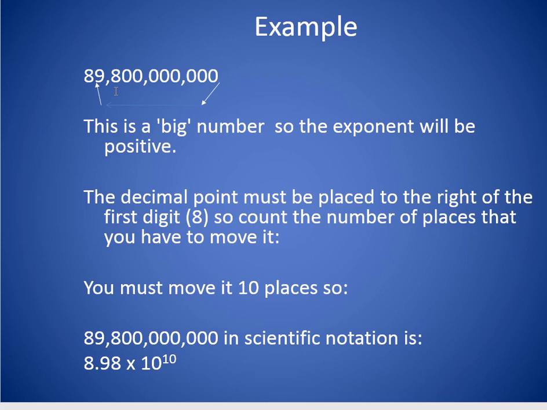So what I'm going to do is change this to scientific notation by moving the decimal point 1, 2, 3, 4, 5, 6, 7, 8, 9, 10 places to the left. Okay? So my exponent is going to be 10. So I can rewrite my number down here as 8.98 times 10 to the 10th power. And that shows my 3 significant figures.